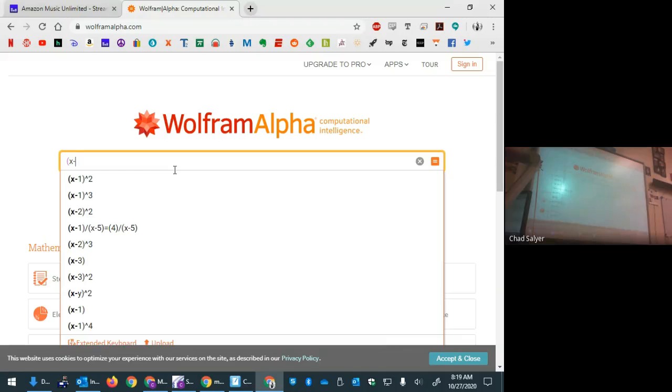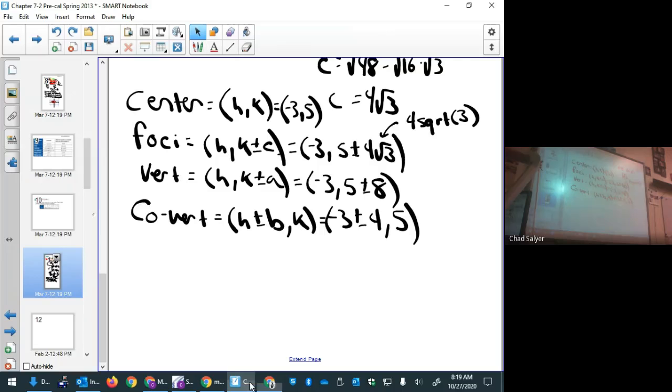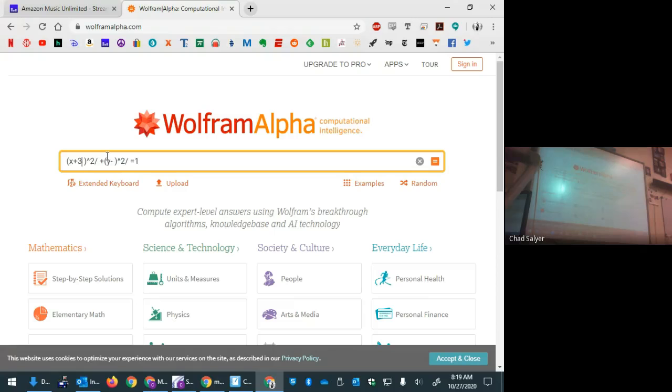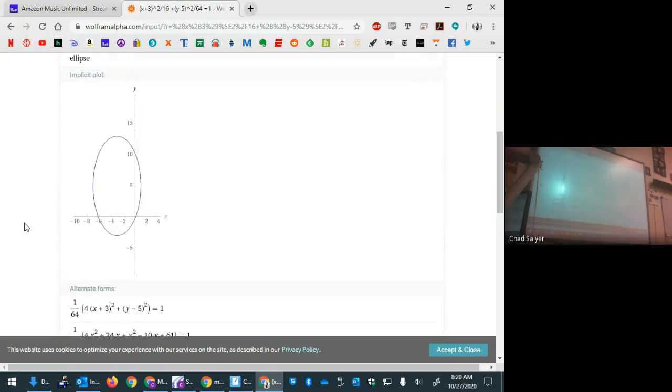So you can just make this little template. And then I'll put blanks in for those. And then you'll just plug in H, K, A squared, B squared, whatever. So in this case, -3 and 5. So that's going to make that plus 3. And 5. And then this was 16. And this was 64. This will give you a pretty good little graph.